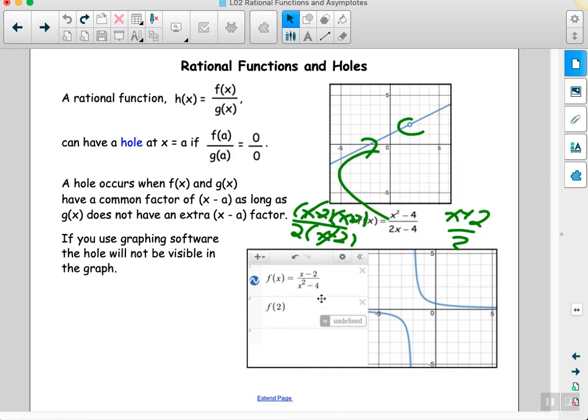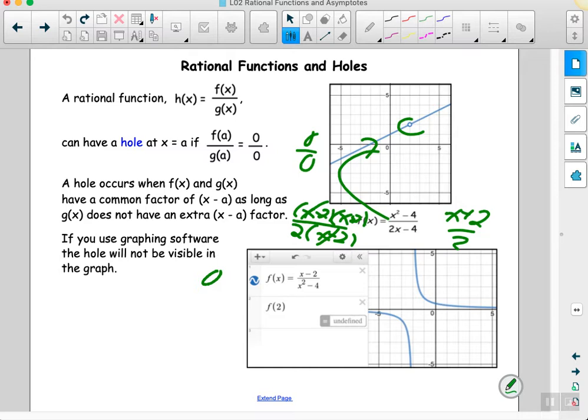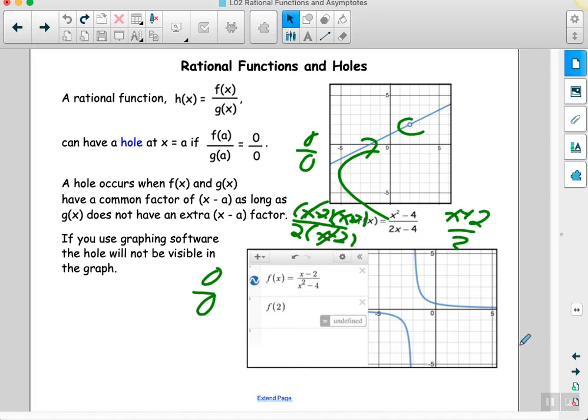Now, if I flip this the other way around, and I've done x squared minus 4 over x minus 2, we still have 0 over 0. We have 0 over 0 here. We have 0 over 0 in this case. But in this particular case, we ended up with a vertical asymptote over here.